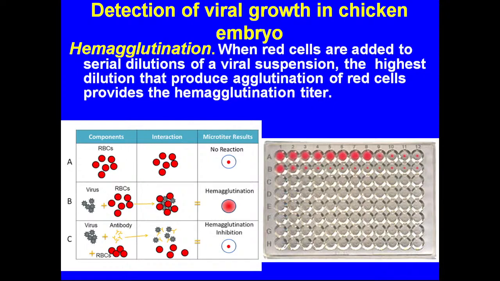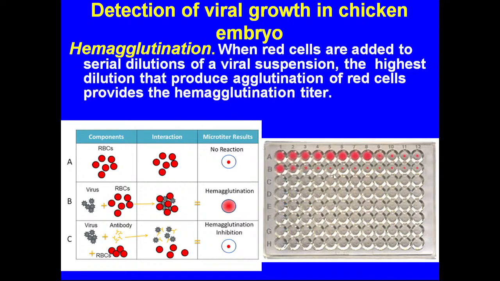hemagglutination titer. So, what is a titer? Titer is the last dilution where we see a positive reaction. So this is the highest dilution of the virus-containing liquid, right? So 1 by 2, 4, 8, and so on, and then the last dilution where we see a positive reaction. So that will be the titer of the reaction. That's how we describe the concentration of the virus.